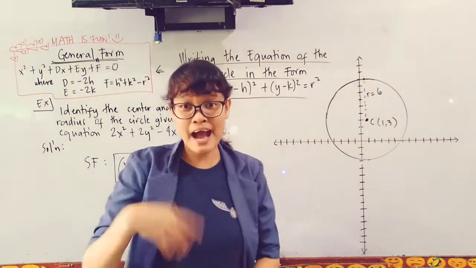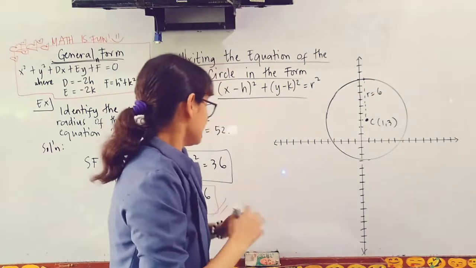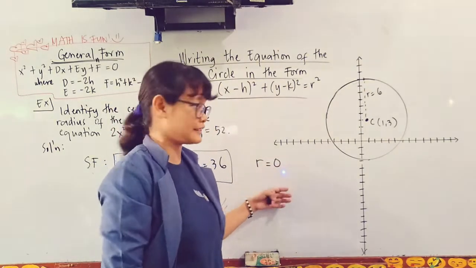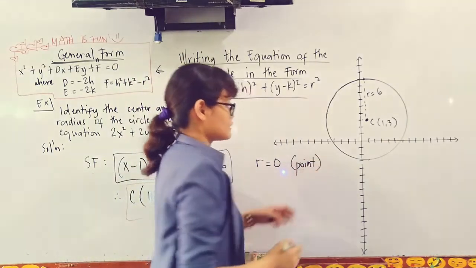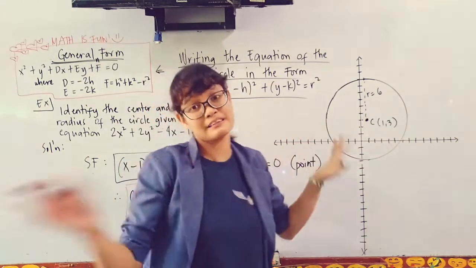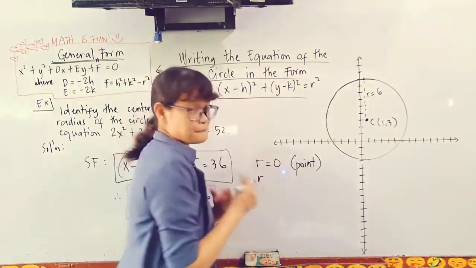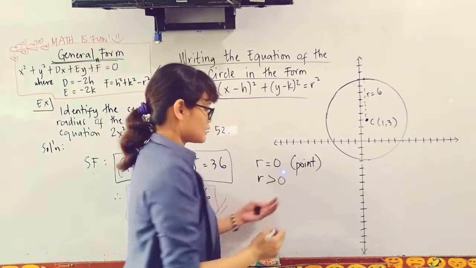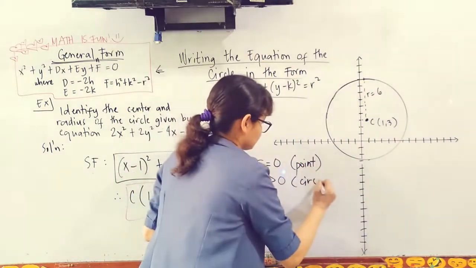Anyways, ihabol ko lang, very important note na kailangan nyo malaman. If R is equal to 0, ibig sabihin, the radius is equal to 0, then the graph of the circle is thus a point. Okay, so ibig sabihin, it's sa center. Since 0 naman yung radius mo, edi walang distance. But if your radius is greater than 0, okay, ibig sabihin, it is a circle.